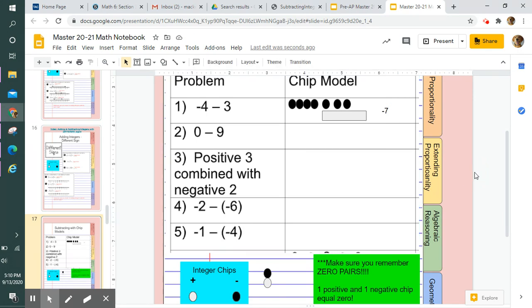Okay, so that was kind of crazy. Okay, our next one, it says 0 minus 9. So we're not going to start with anything, but it wants us to take away 9 that are positive. Okay, so we're going to add 9 0 pairs in here. So we need 1 negative and 1 positive 9 times. That's a lot. Okay, but that's how we have to do it. 1 negative and 1 positive 9 times.